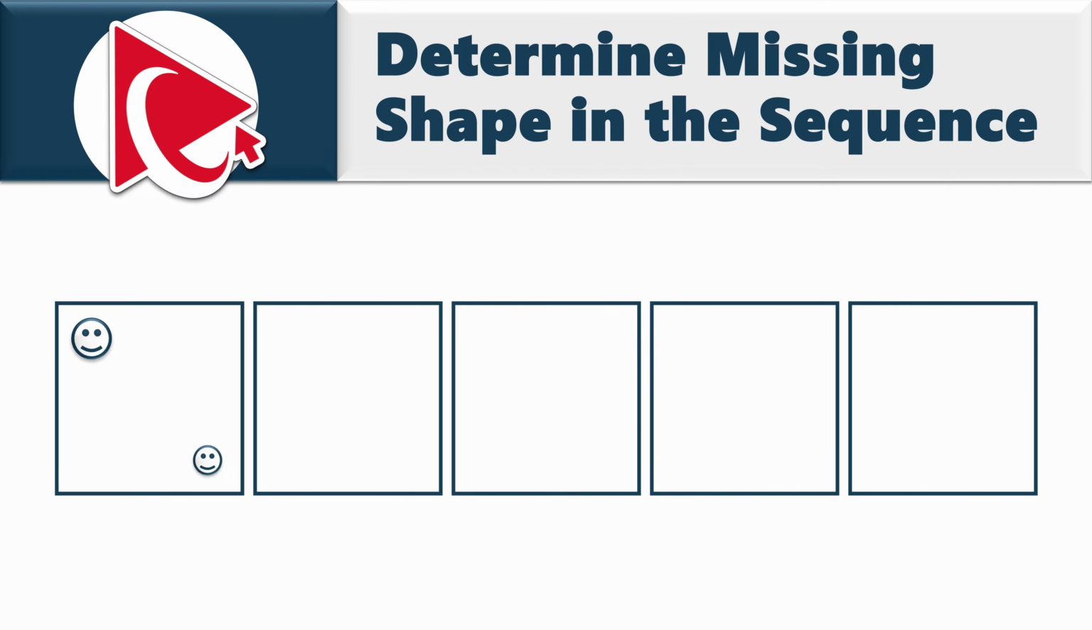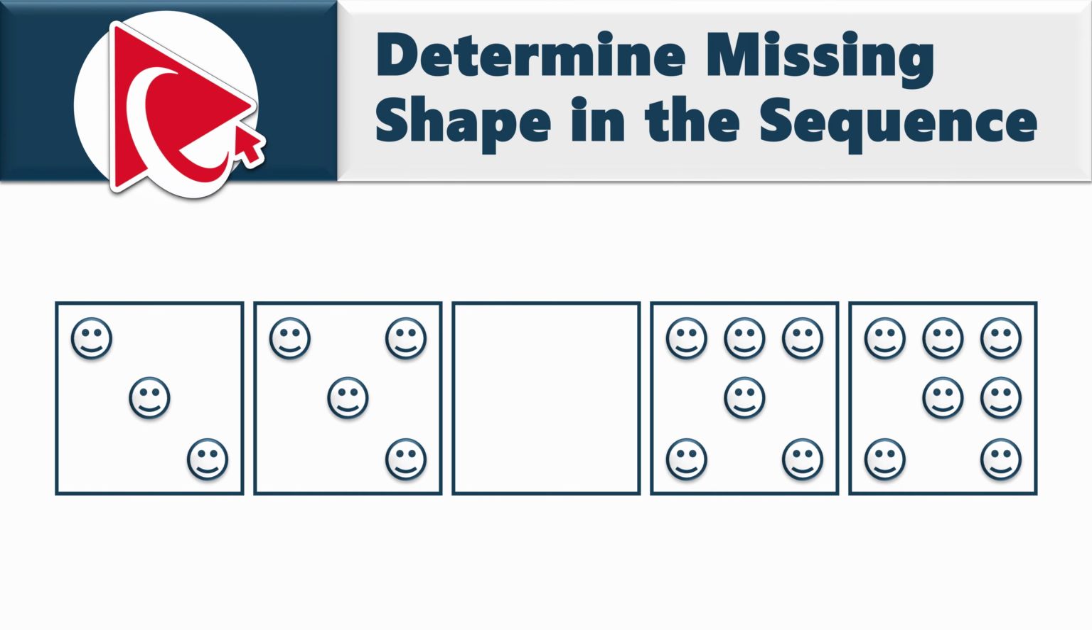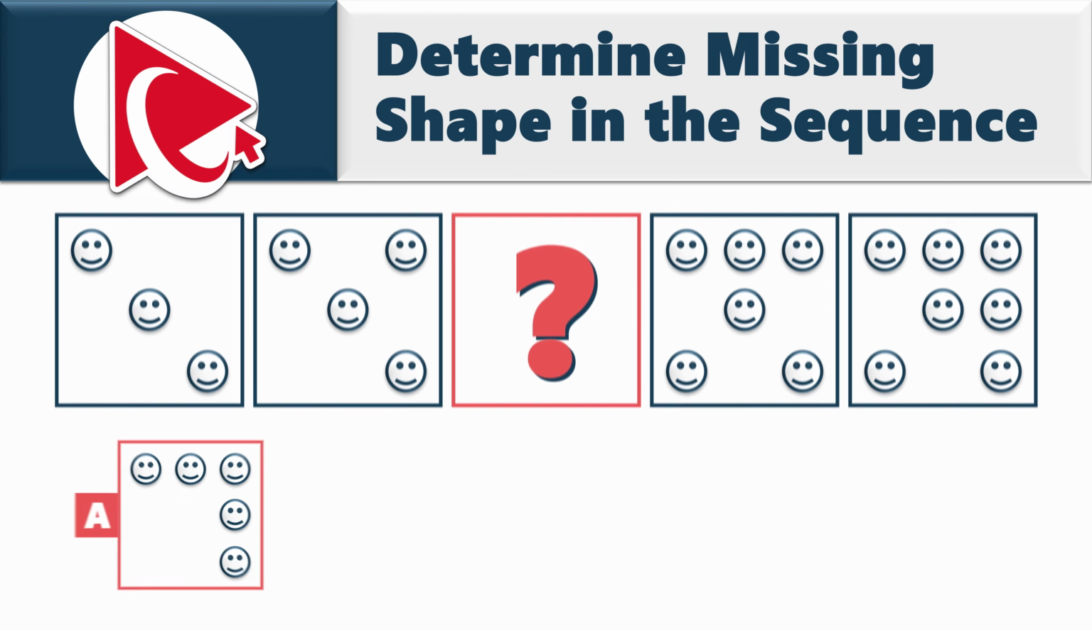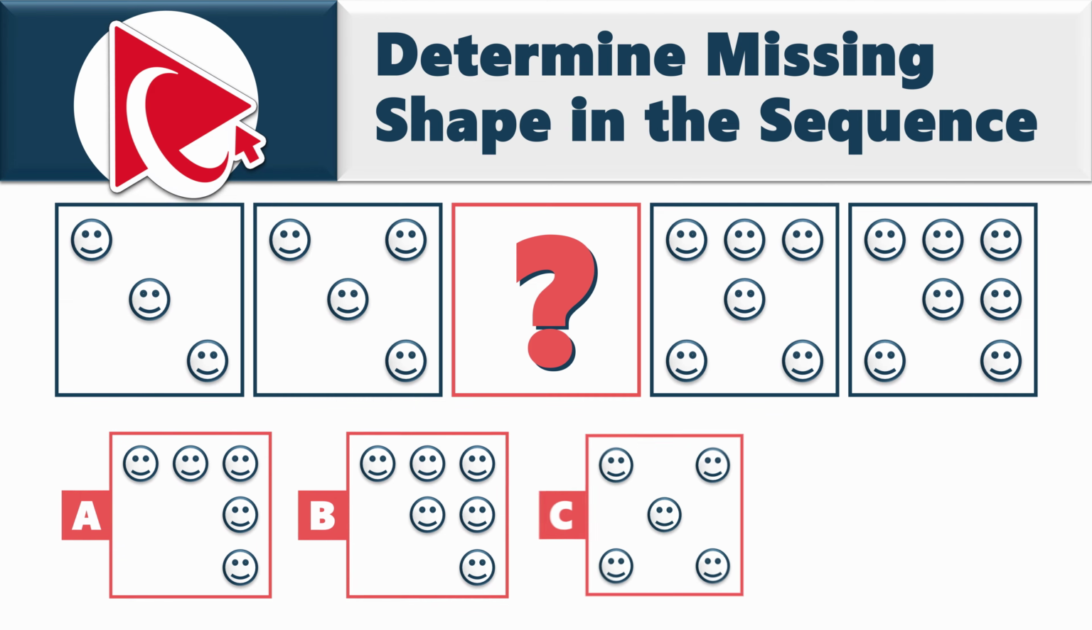Each square has smiley faces inside. There are 5 squares and the middle square is missing. You need to select the answer for the missing square out of 4 possible choices. Choice A, B, C, and D.